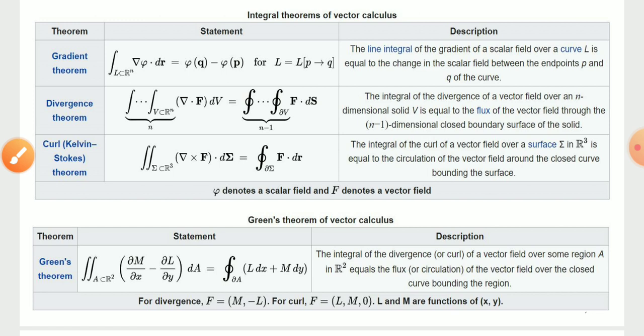Now for Green's theorem, this is also an integral term. Green's theorem of vector calculus states that the integral of the divergence or the curl of a vector field over some region A in R^2 is equal to the flux of the vector field over the closed curve bounding the region.